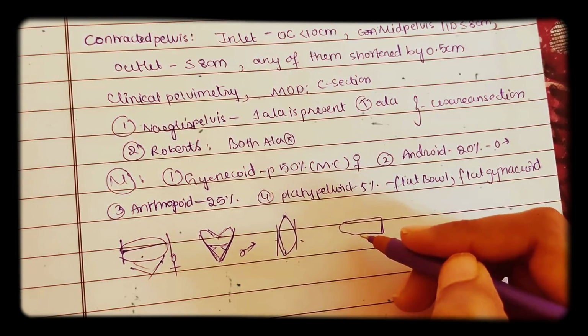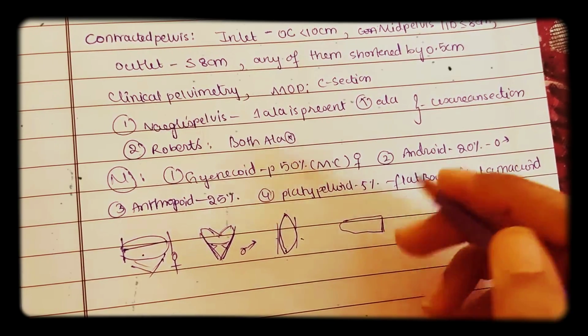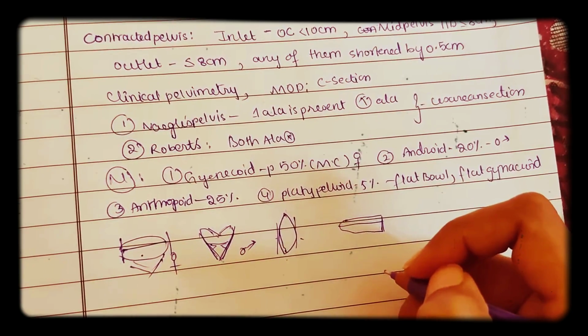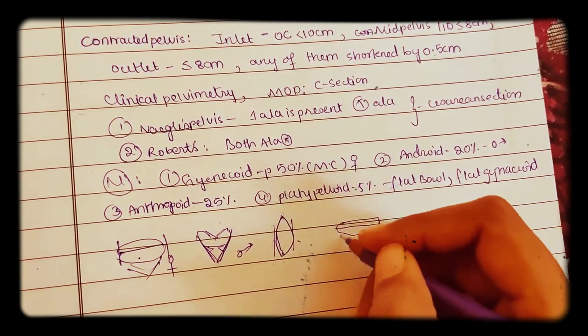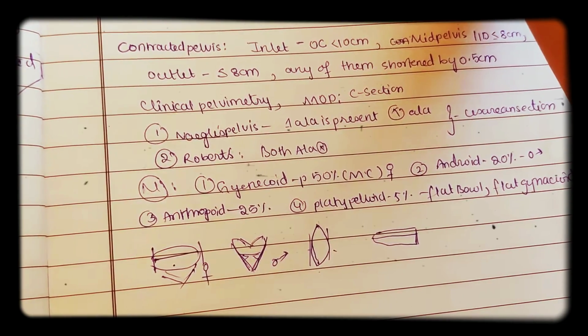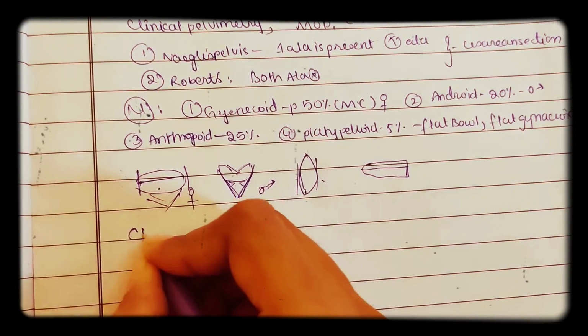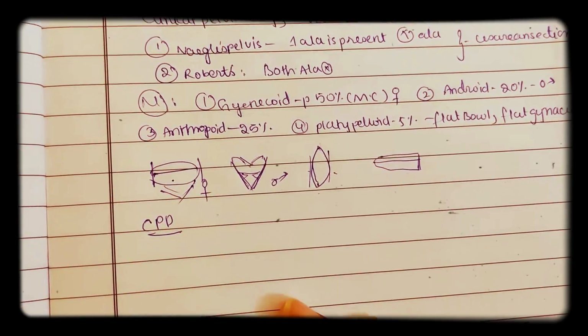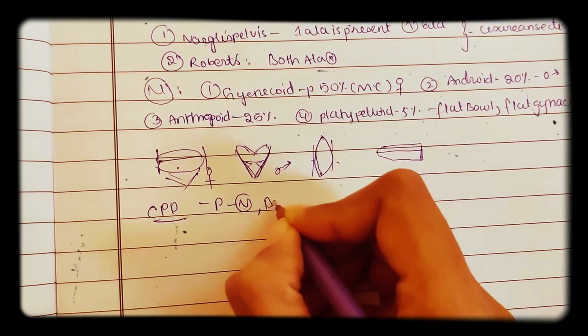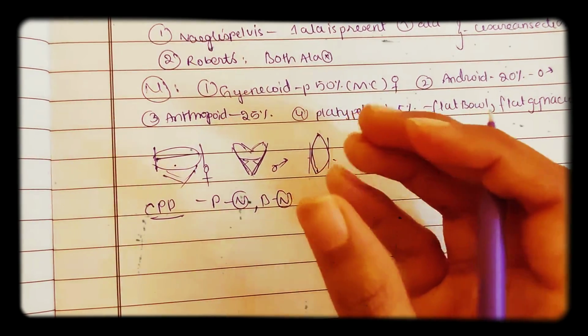This platypelloid is a flat bowl like. Here the transverse diameter is very much higher when compared with the anterior posterior diameter, and if you see the side walls, they are divergent. So now let us discuss Cephalopelvic Disproportion, that is CPD in short. So CPD, here the pelvis is normal, even the baby is normal, but the problem is the pelvis is small for the baby.